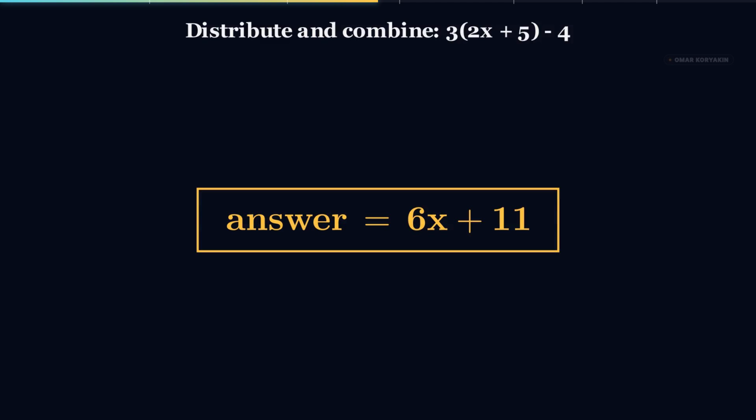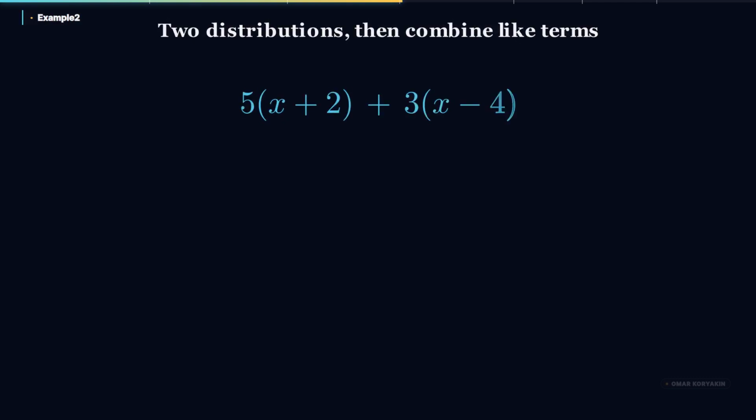A useful sanity check on your distribution: count the terms before and after. The original expression had 2 terms after the distribution, 6x and 15, plus the standalone minus 4, for a total of 3 terms going into the combine step. The combine step merges the 2 constants into a single constant, leaving 2 terms in the final answer. If your term count does not match this kind of accounting, you may have missed a term during distribution or accidentally combined unlike terms. Here is the second worked example.